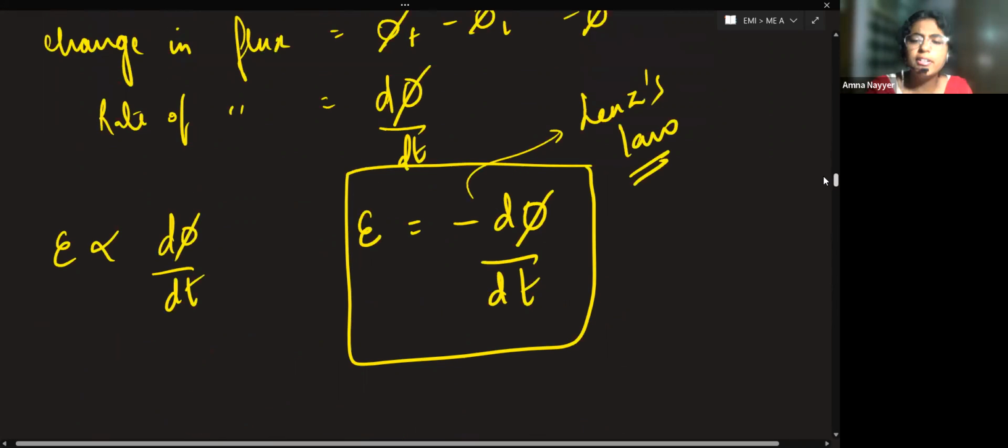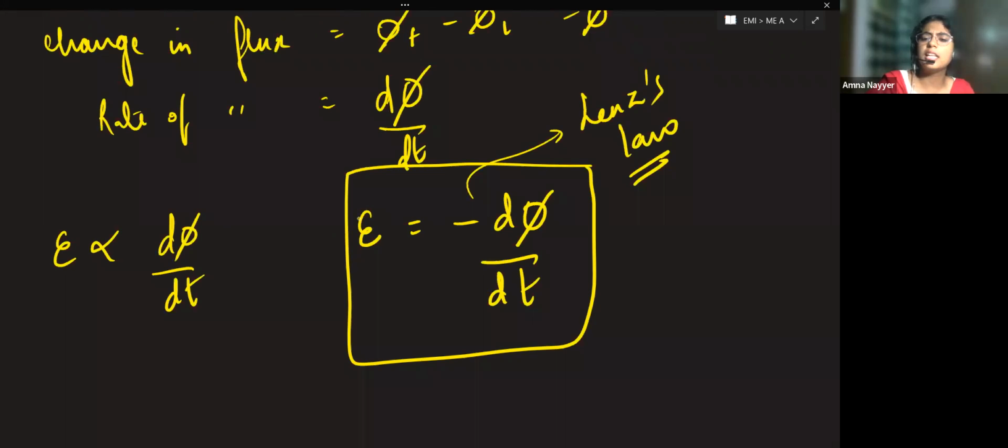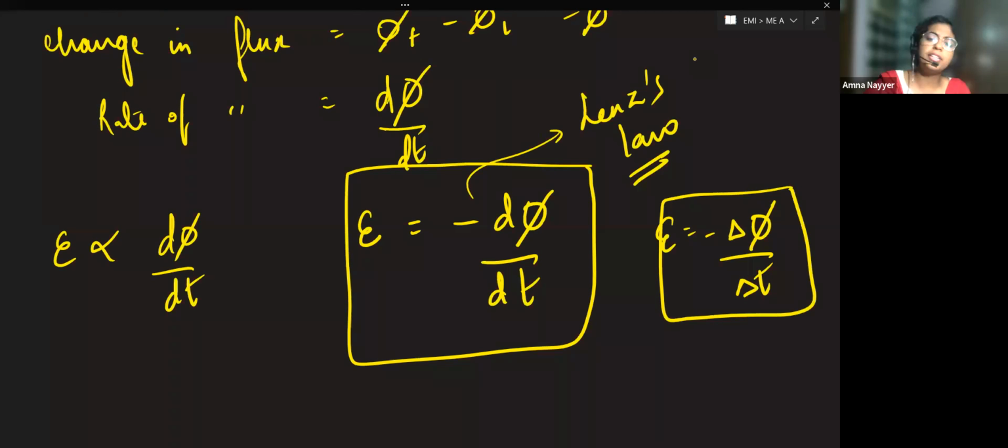How to calculate d phi? Or even you do not necessarily have to write d phi. You can write it as minus delta phi over delta t. This is just the difference we all know. This is instantaneous. This is average.